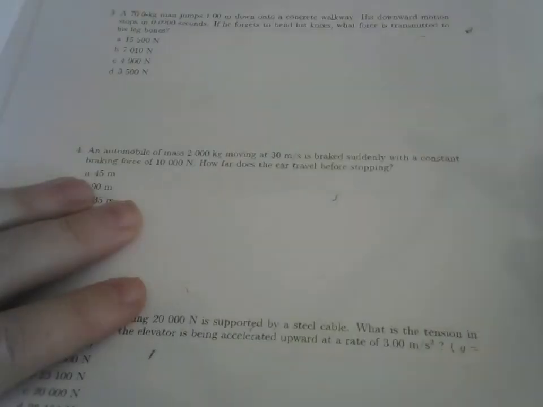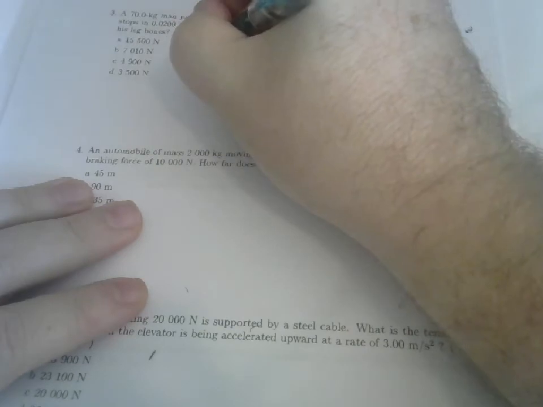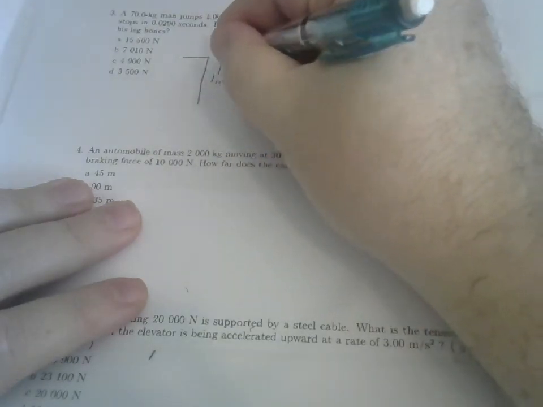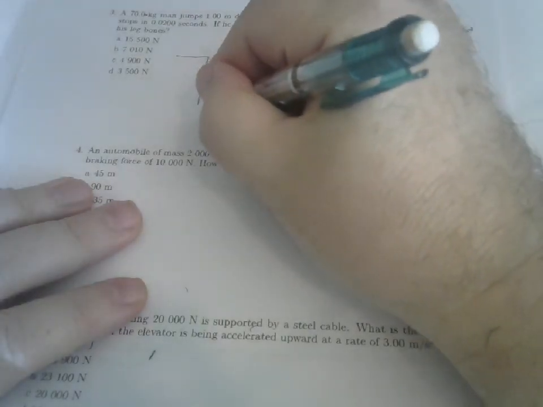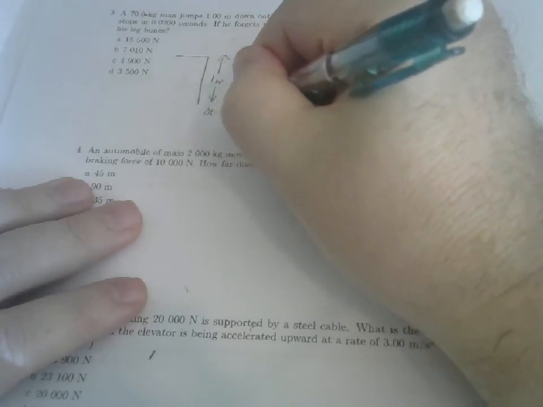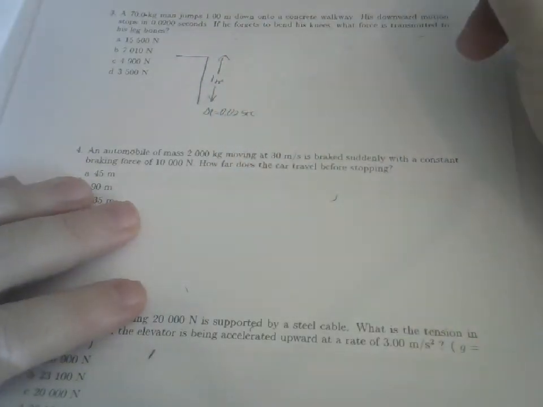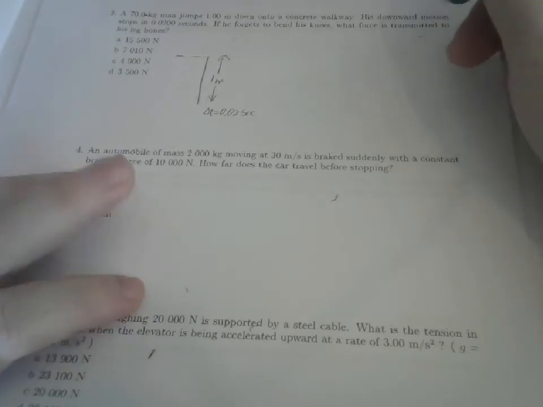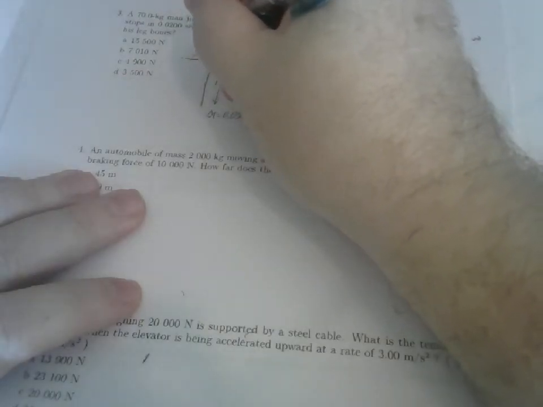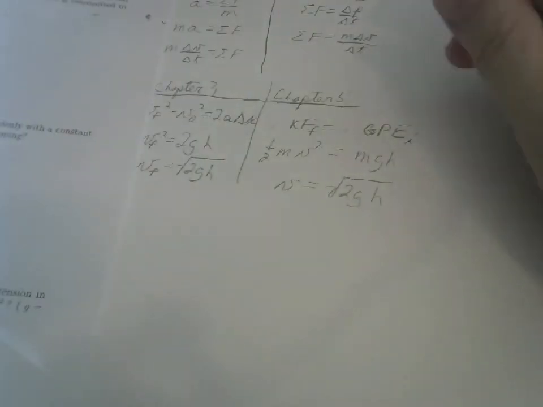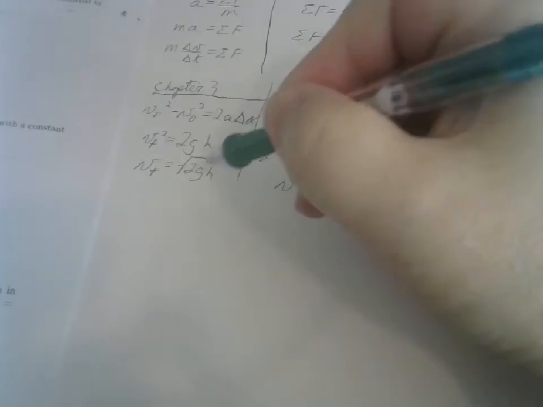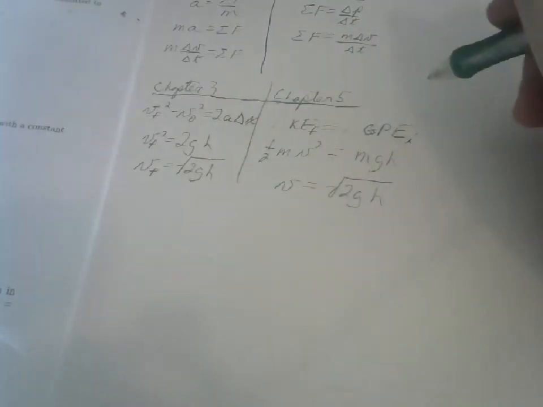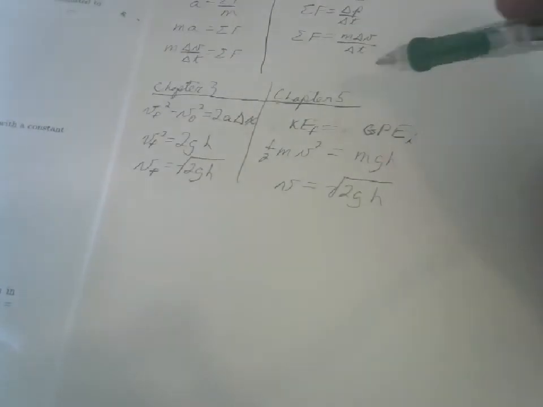Okay, problem number 3. A 70-kilogram man jumps 1 meter down on a concrete walkway. His downward motion stops in delta T equals 0.02 seconds. If he forgets to bend his knees, what force is transmitted to his leg bones? Gotta draw that guy up there. Okay, here is a couple of interesting things. We're going to need to figure out, first of all, how fast he's going when he hits the pavement. And we can do that using either methods from Chapter 3 or Chapter 5.